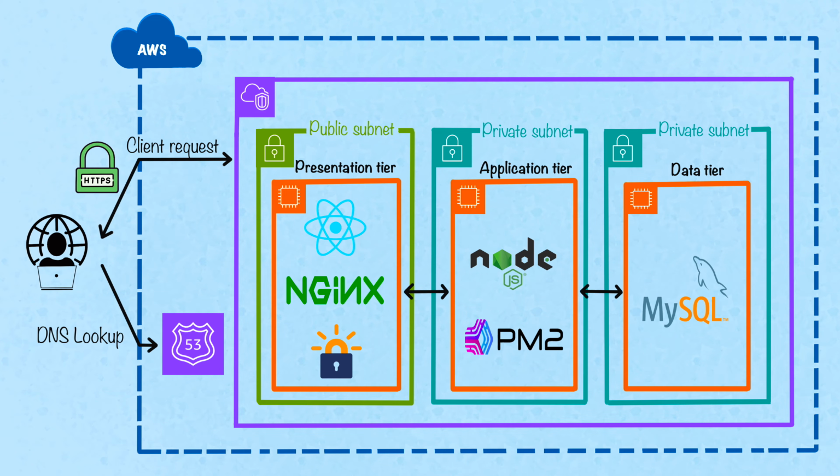To ensure secure communication for our frontend, we've implemented HTTPS using Let's Encrypt with Certbot on the presentation tier. This encrypts data transfer between users and our application. To make our application accessible on the internet, we're utilizing Amazon Route 53 for DNS resolution. This service translates user-friendly domain names into the IP addresses of our resources. So, let's start building our 3-tier architecture in the next part of the video.